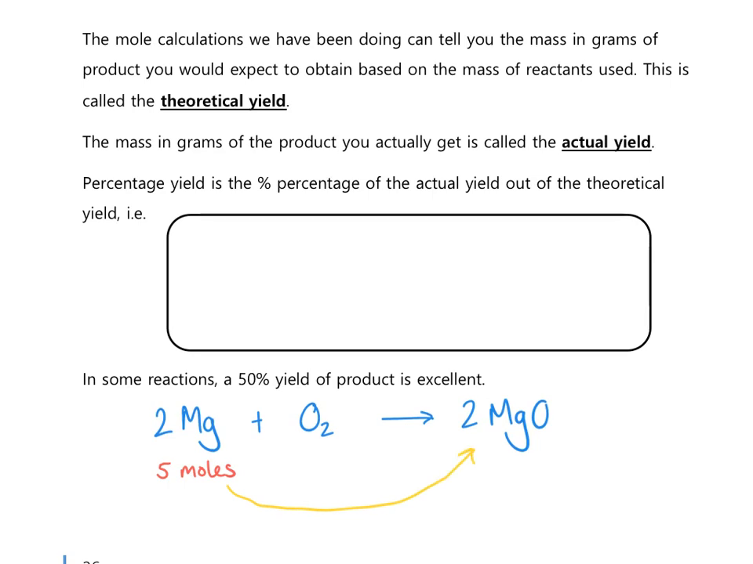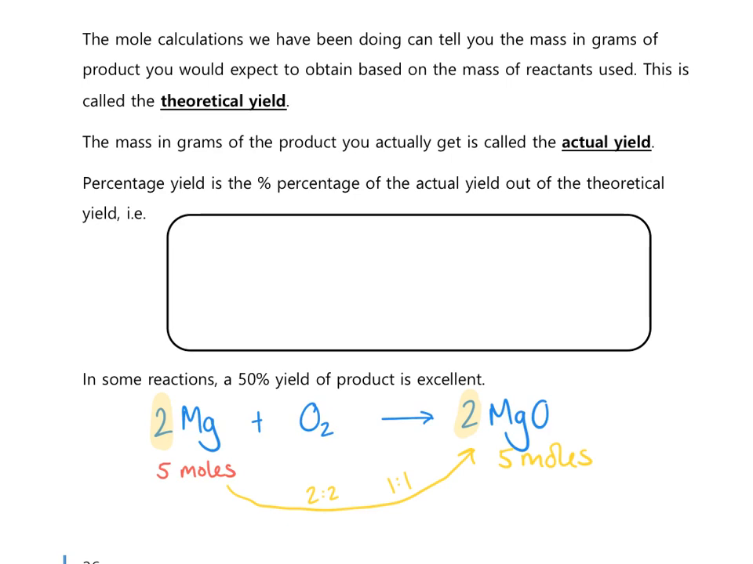My ratio of my balancing numbers, you can see, is 2 to 2, which is the same thing as saying 1 to 1. Okay, so 5 divided by 1 times by 1, I'm going to get 5 moles of magnesium oxide. And what I'm essentially saying here when I bring that number of moles of magnesium over to magnesium oxide is that I expect all 5 moles of magnesium to be converted into magnesium oxide. I expect a 100% yield. But as we've just seen, there's many reasons why some of that magnesium may not be converted into magnesium oxide.